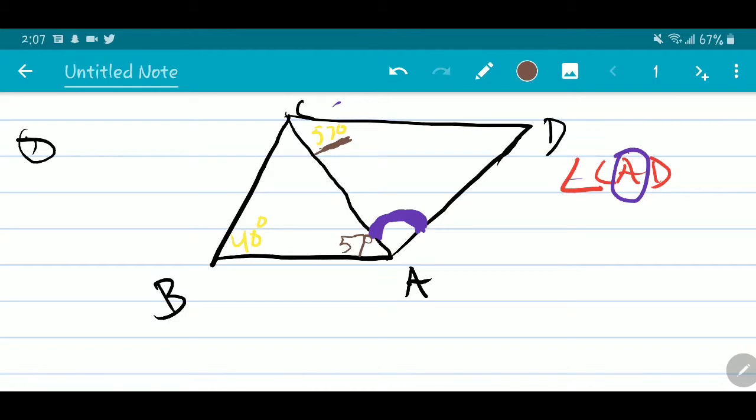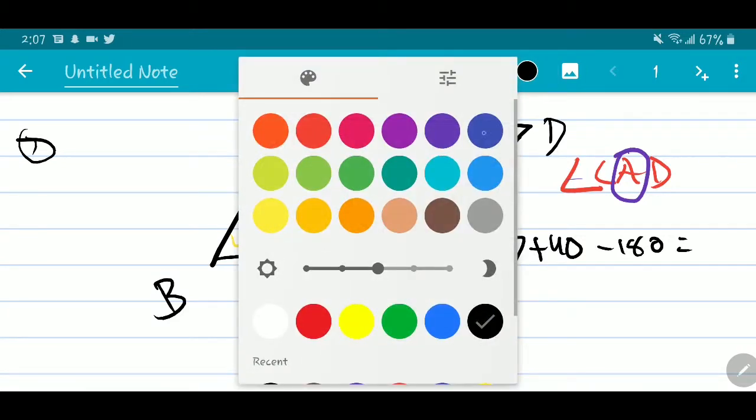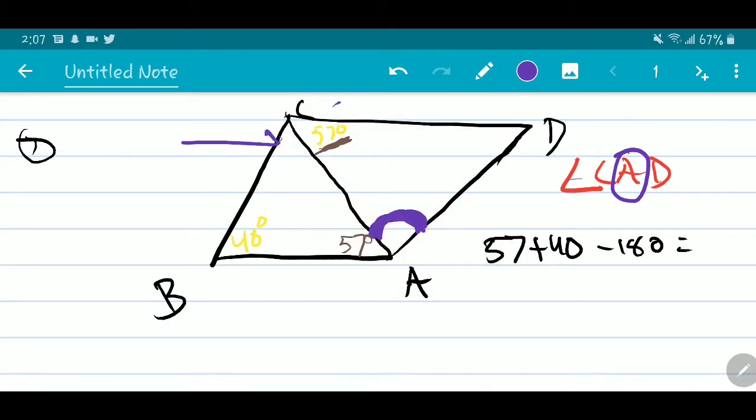So we do 57 plus 40. Let's go ahead and write that out. So 57 plus 40 minus 180 to get this angle right here. Let me go ahead and point to it. This angle. Okay, that angle right there. And what we get is 83 for that angle. 83 degrees, okay? 83 degrees.